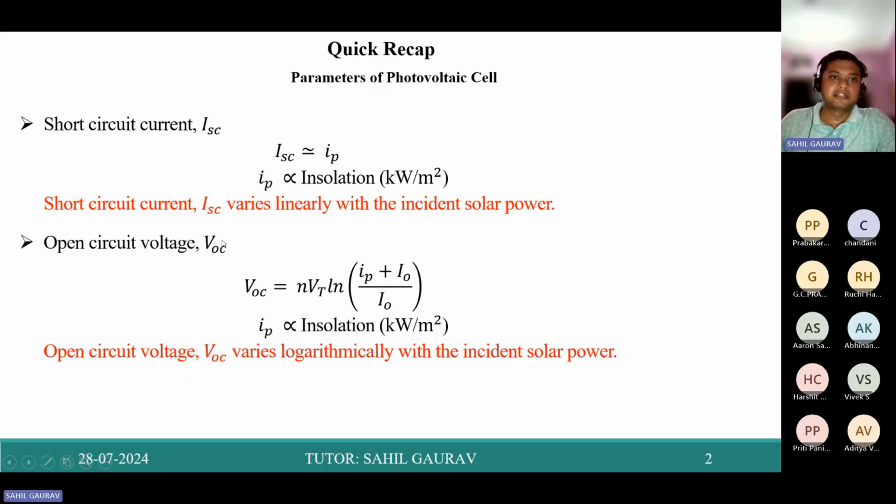The second parameter is open circuit voltage. If you see the expression of open circuit voltage, it is thermal voltage times logarithm of (IP plus I naught) upon I naught. So you can say that open circuit voltage varies logarithmically with the incident solar power.